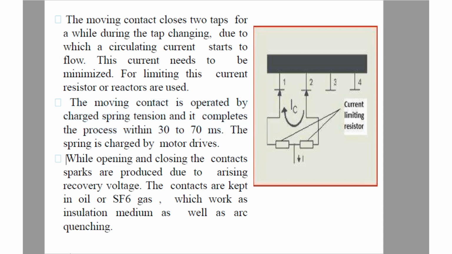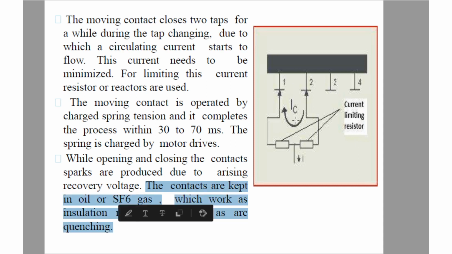While opening and closing the contacts, sparks are produced due to the arising recovery voltage. The contacts are kept in oil or it can be kept in SF6 gas, which will work as an insulation medium as well as the arc quenching medium. So here we are using 1 and 2 taps and these are the current limiting resistors we are using.